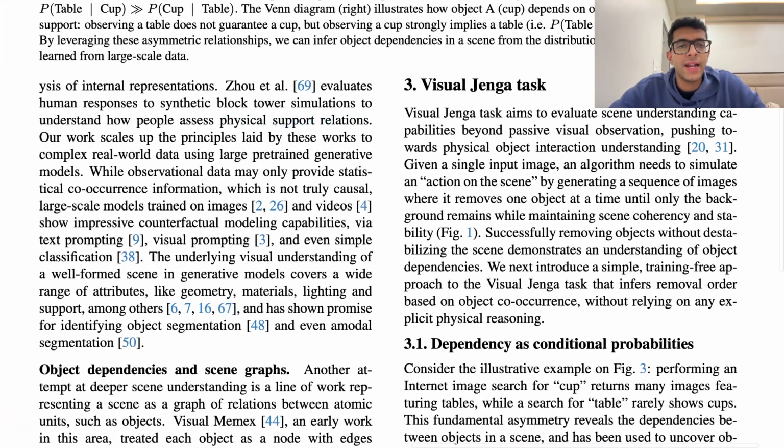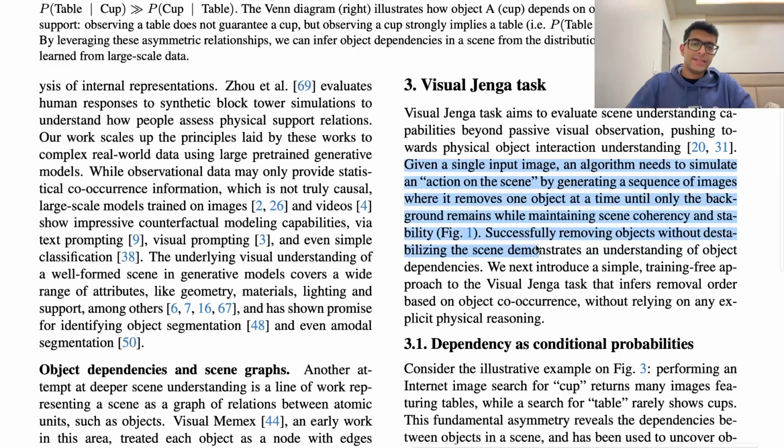We need to understand and evaluate scene understanding capabilities beyond passive visual observation. Given a single input image, an algorithm needs to simulate an action on the scene by generating a sequence of images where it removes one object at a time until only the background remains, while maintaining scene coherency and stability. That is our only task in this entire pipeline.